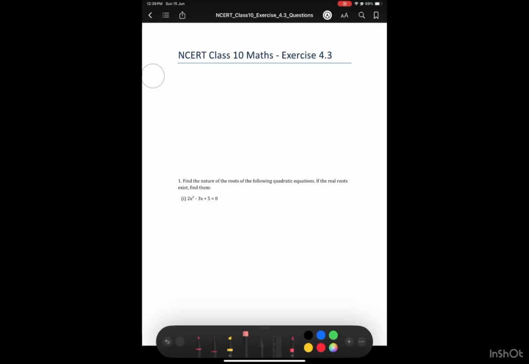Let's start with the exercise. So class 10th, in the previous exercise, we have done the factorization method, splitting the middle term, for finding out the roots. In this exercise, we will learn the quadratic formula for finding out the roots of the equation. As you all know, a quadratic equation has degree 2, so there would be 2 roots.